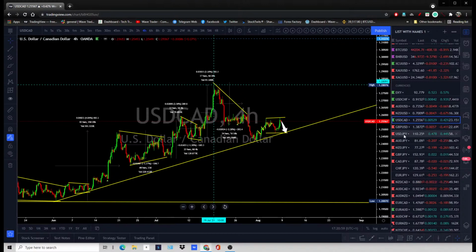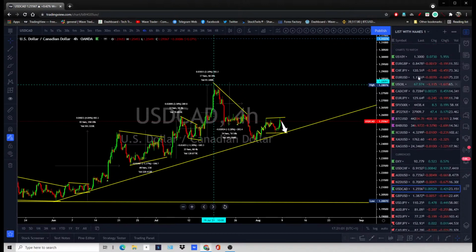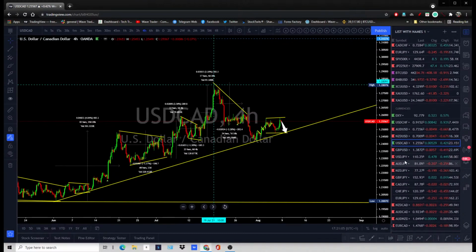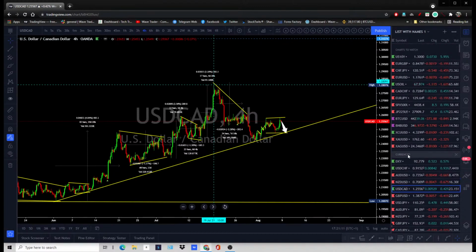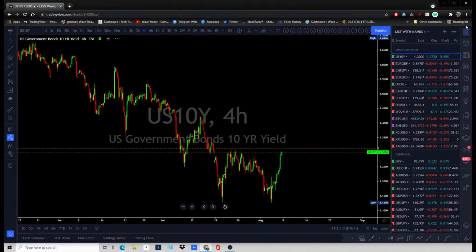So now we have done the dollar pairs, and dollar yen we're going to do with the yen pairs. Now let's look at the others, one by one.